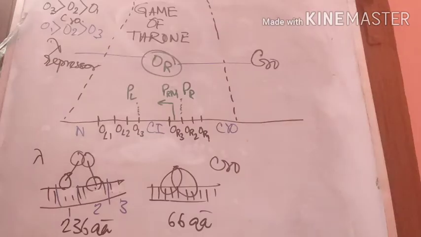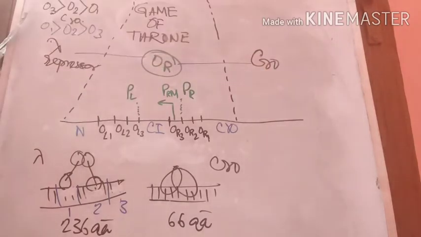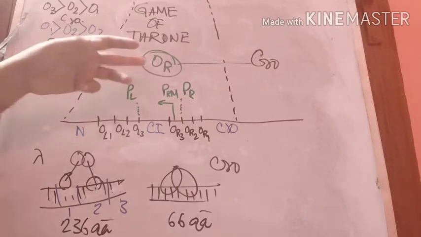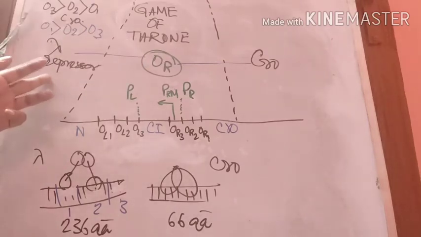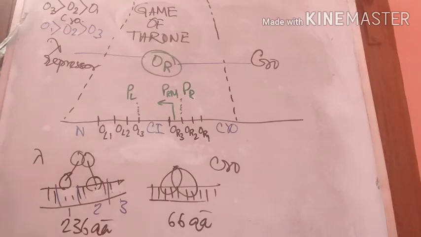Okay. Now we will learn about the Game of Thrones between lambda repressor and Cro. The throne is OR, and lambda repressor and Cro are fighting amongst each other to win the OR. If lambda repressor wins and binds this OR firmly, it will lead to the lysogenic cycle. Whereas if Cro binds OR better, then the fate is the lytic cycle.